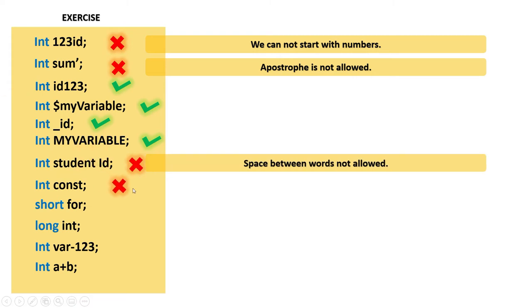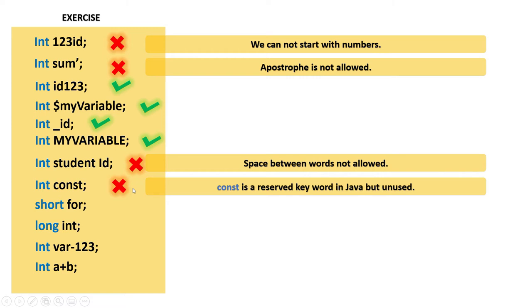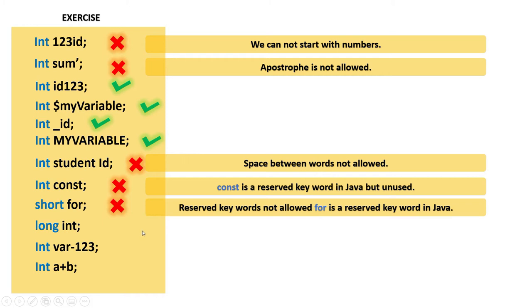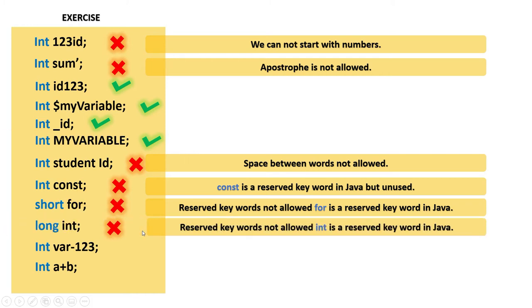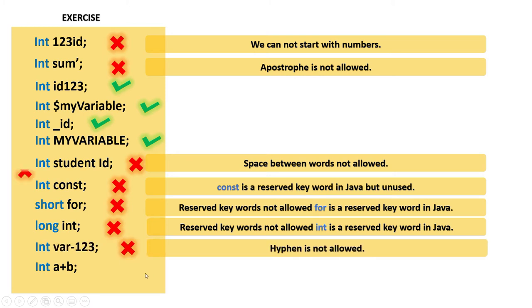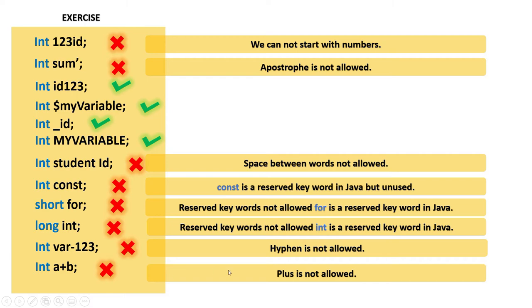Const, this is invalid because it is a reserved keyword in Java, but it's not used. It's an unused reserved keyword in Java. Short for, this is invalid because for is a reserved keyword in Java. Int is a reserved keyword in Java. This is invalid because hyphen is not an allowed symbol. This is invalid because plus sign is not an allowed symbol.